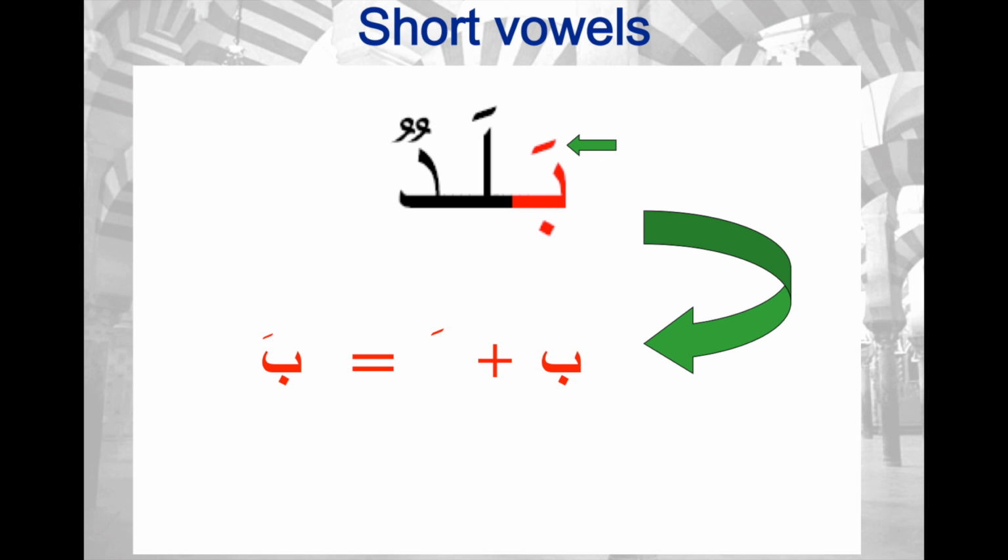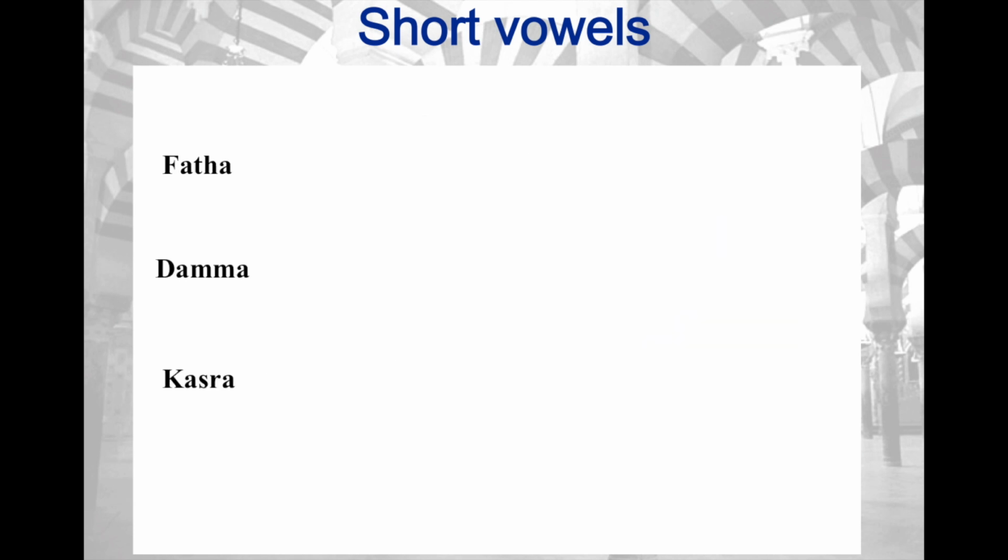The fatha is also called a short vowel, but it is not the only one. There are other short vowels, so let's take them all. The first one is the fatha. When we add it to a letter, we get the sound a, like for ba. For example, baytun, which means a house.